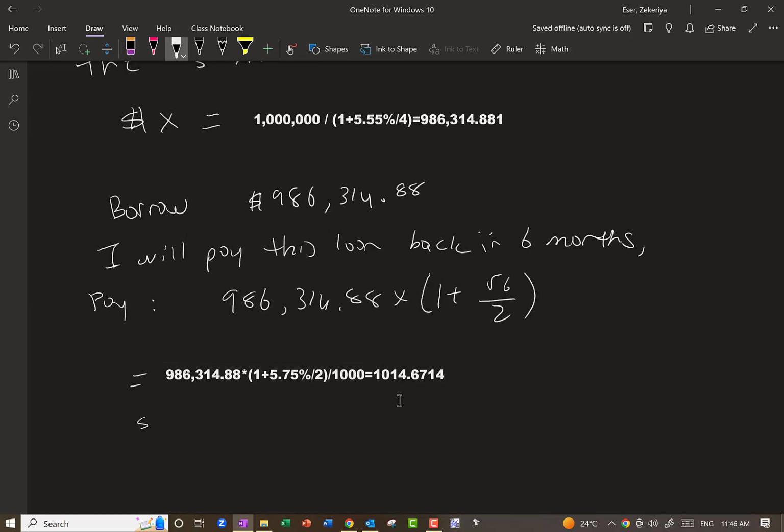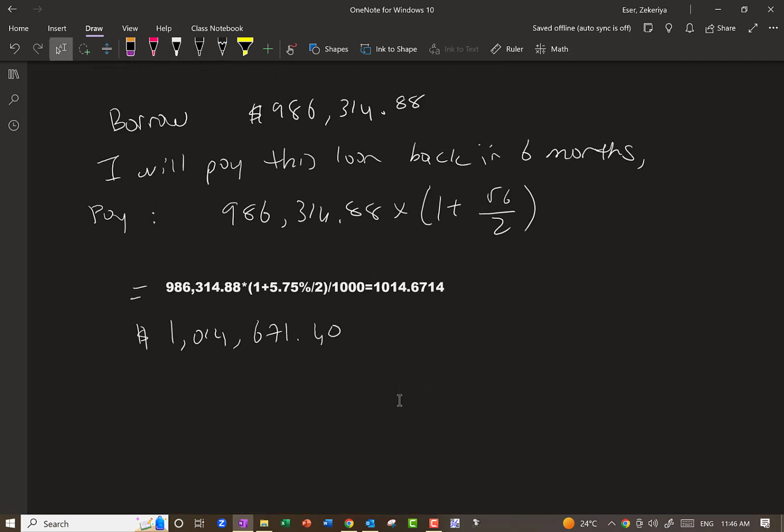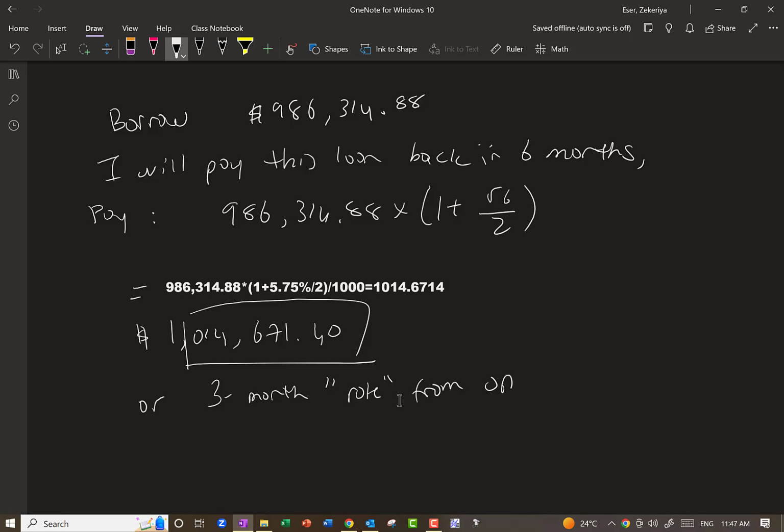Okay, or the 3-month rate from option one. But I didn't borrow $1 million. Remember, borrowing for 6 months, borrowing 986 something. If I, yeah, right now, allowed me to have $1 million 3 months from now. So I'm thinking about the cost from that point.